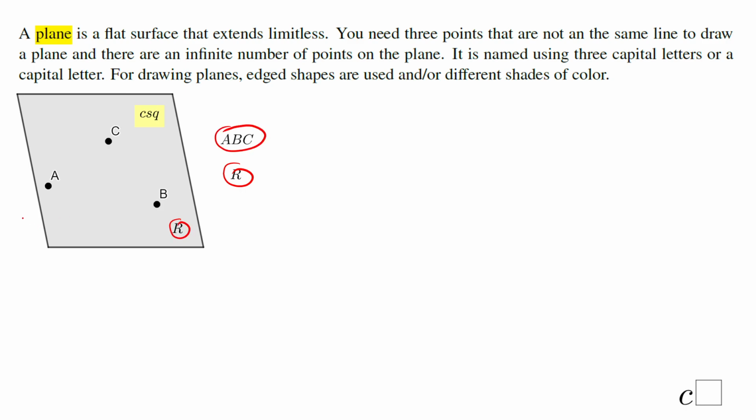Very important. These 3 points have to be non-collinear. They cannot be on the same line in order to name the plane. This plane goes forever, limitless, as I said here. Of course, you don't have only those 3 points. You have an infinite number of points. You have also lines in this plane, like line AC, line AB, and obviously more than that.